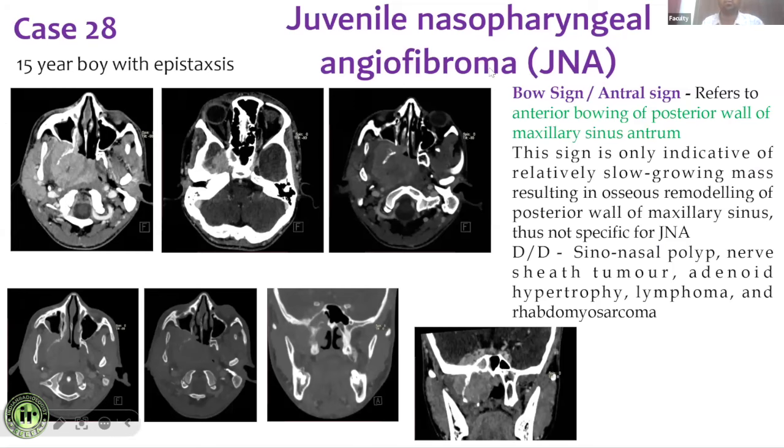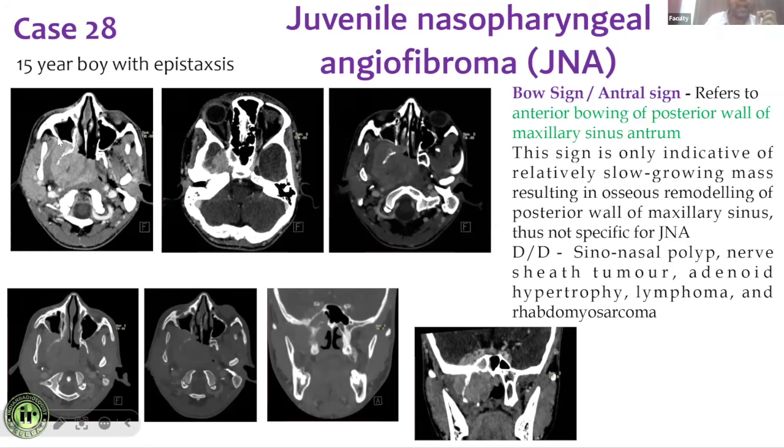This is juvenile nasopharyngeal angiofibroma, one of the very common lesions in this age group in the pediatric population, presenting with a mass in the nasopharyngeal region with epistaxis. The classic location in this case is close to the sphenopalatine foramen here, and it goes to the pterygopalatine fossa.